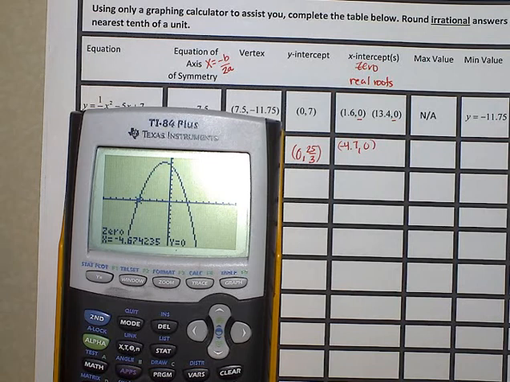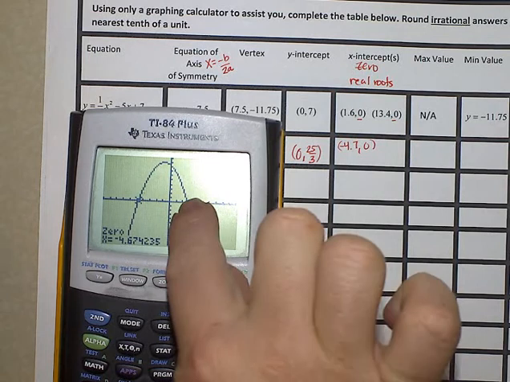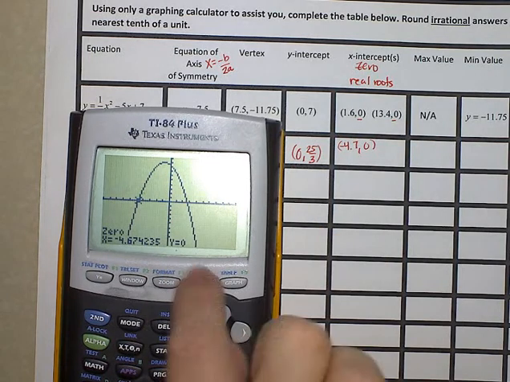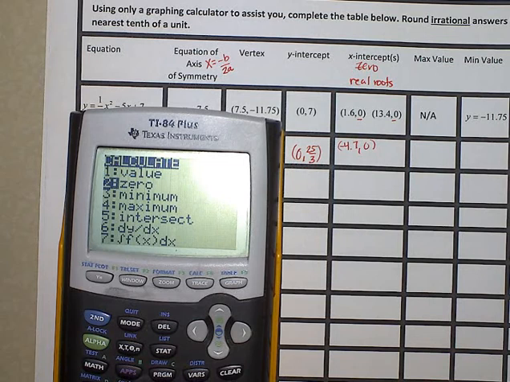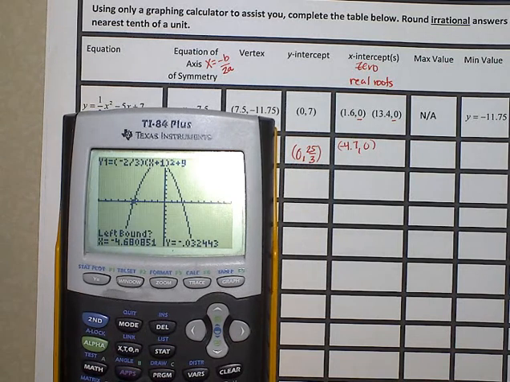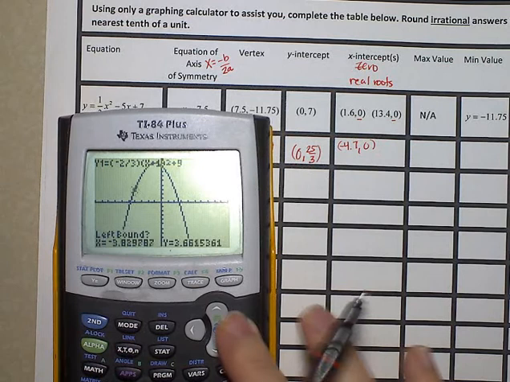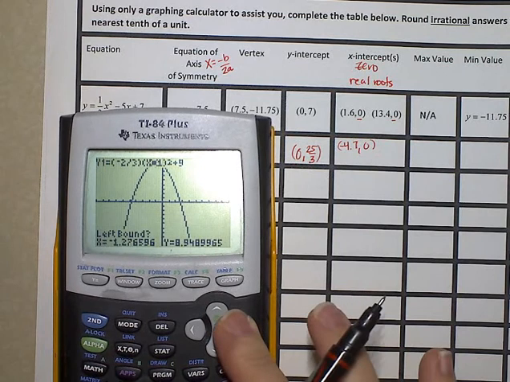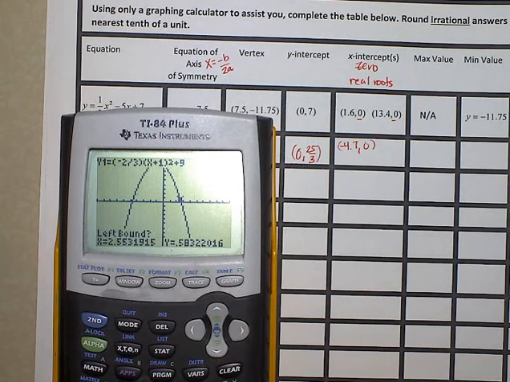Okay, here we go. Now I need to find this point. Please do second trace and go to zero. Second trace, go to zero and press enter. So picture yourself in a car here, but let's first take this car and go as close as we can to being over the top of the x-axis. Don't press enter, just go somewhere really close to the x-axis.